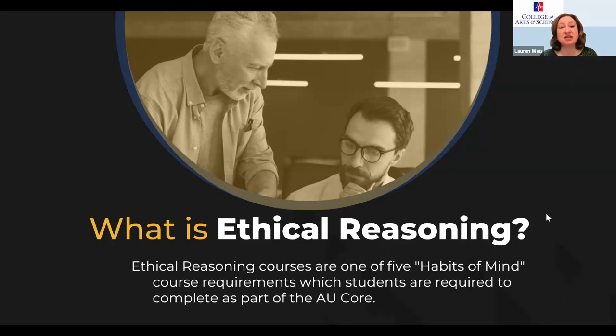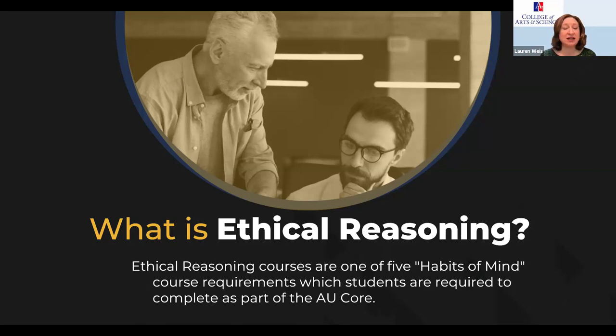So one of the things that's tricky as an instructor in teaching these courses is that you're often juggling two sets of learning outcomes. So I teach a couple different ethical reasoning courses in philosophy, and I've got a set of ethical reasoning learning outcomes and philosophy learning outcomes. And I want to be very clear that this assessment exercise is strictly focused on the AU core learning outcomes.